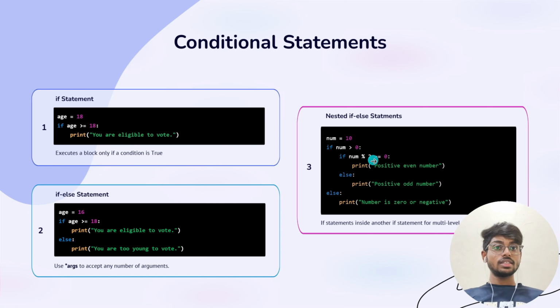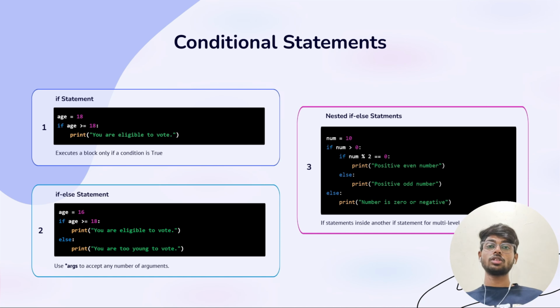So 10 is even, so this is going to print positive even number. Now when it is an odd number, it is going to print positive odd. When it is not a positive number, like -5, -6 and so on, it prints number is 0 or a negative. Now let us observe this practically.